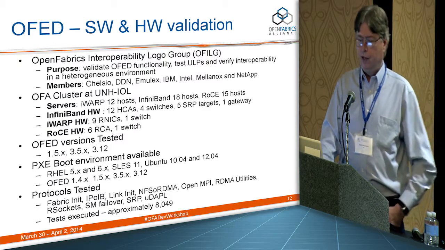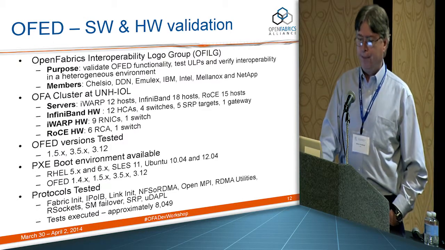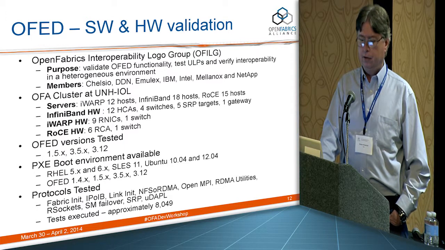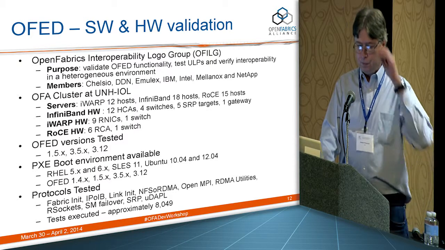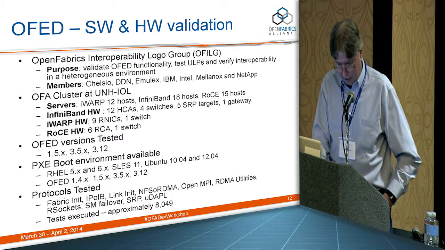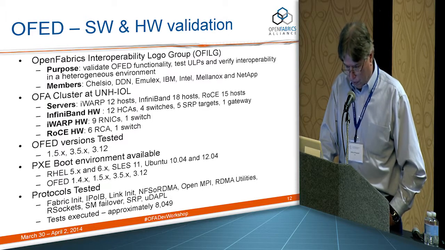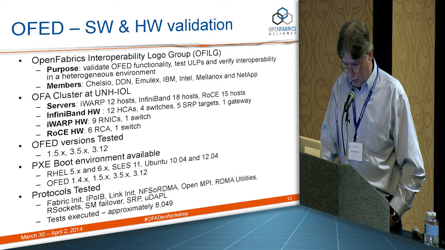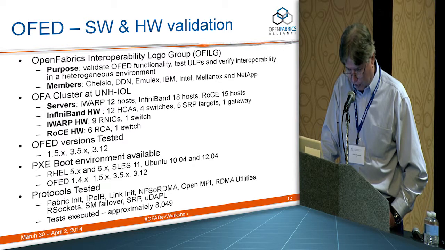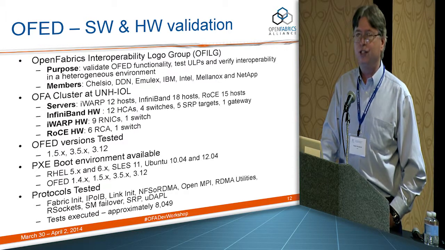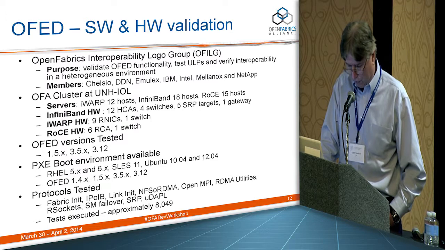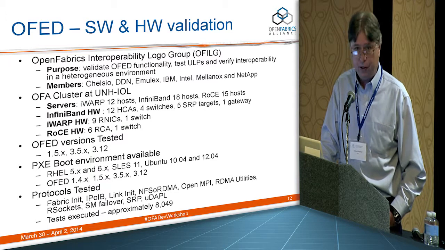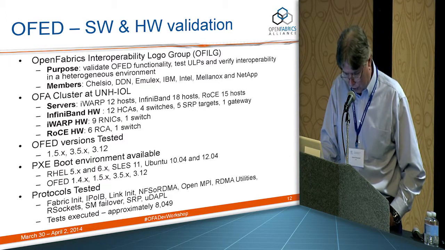We talk a little bit about the validation that we do. We do a lot of work with the interop group and the logo program. They have various configurations of server equipment at UNH-IOL with hardware from all the various vendors, as you can read on the slide. They've got iWARP 12 hosts, InfiniBand 18, RoCE. So you can see that we have a pretty good, not huge in size, but a lot of various, different vendors' things, so we can make sure that there's interoperability and such.